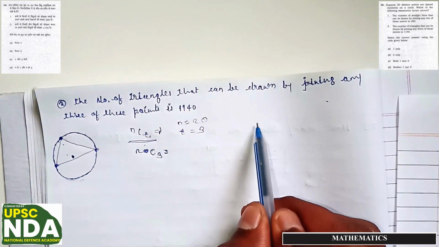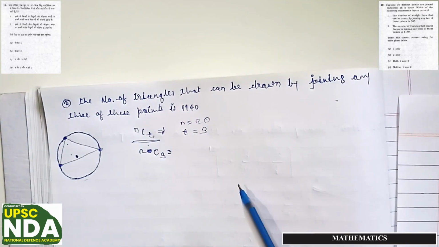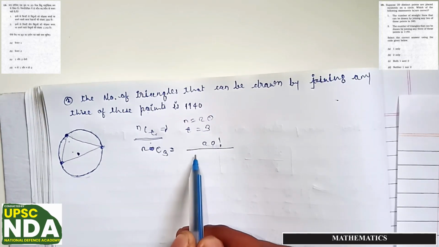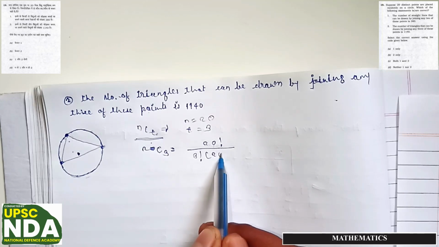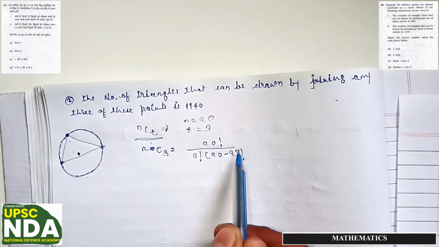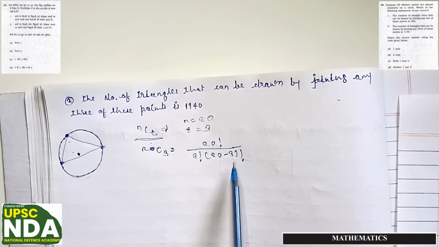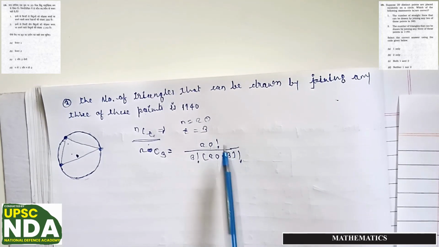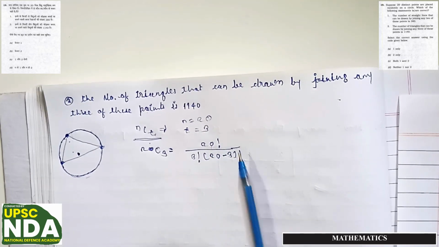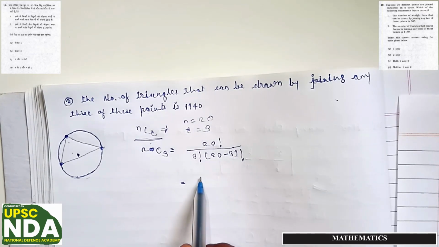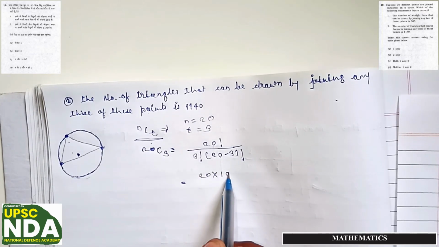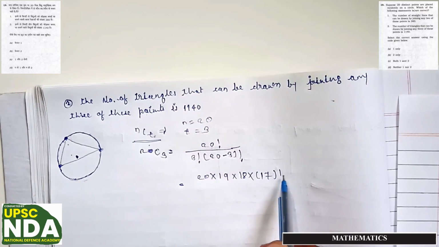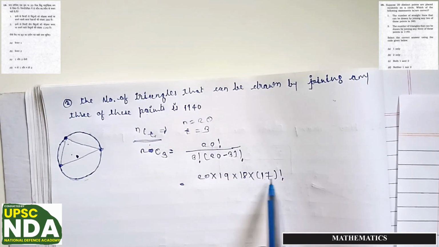So what is the value for nCr? You have already seen: n factorial upon r factorial into n minus r factorial. So this is 20 factorial upon 3 factorial into 20 minus 3 factorial. Now 20 minus 3 factorial is 17 factorial. If 17 factorial is part of the denominator, try to take that 17 factorial in the numerator too. So 20 factorial can be written as 20 multiplied by 19 multiplied by 18 multiplied by 17 multiplied by 16 and so on. So we can write it as 17 factorial.